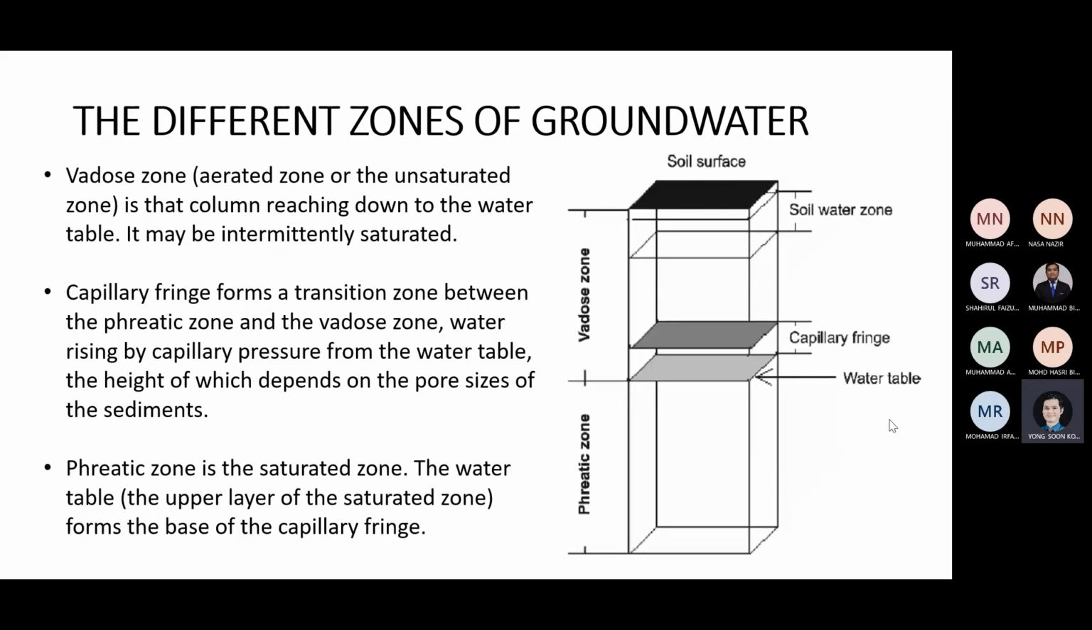Okay, now, first of all, where is groundwater? Of course, underground. So they have this zone that we call vadose zone and also phreatic zone. Now, where is the water available? They are under here, the water table.